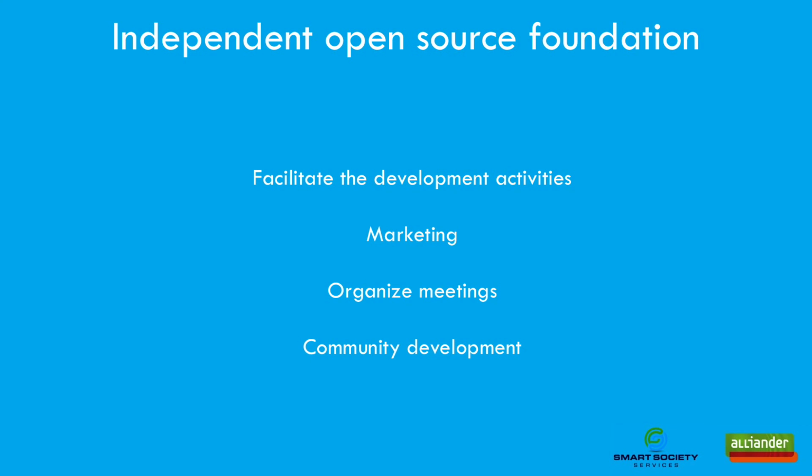github.com/osgp. To prevent an Alliander lock-in on the project, we would like to start an independent open source foundation. This non-profit organization will facilitate the development activities, marketing of the Open Smart Grid platform, the infrastructure needed for development, and organize meetings, such as an Open Smart Grid Platform Summit. We are looking for multiple parties to support this foundation, so please contact us if you're interested.